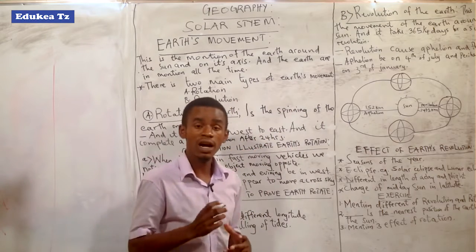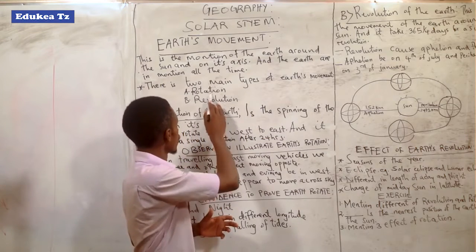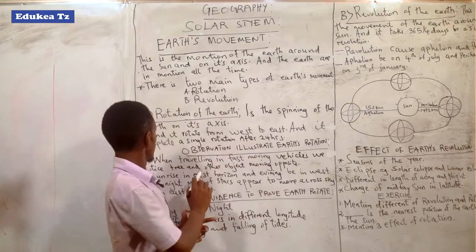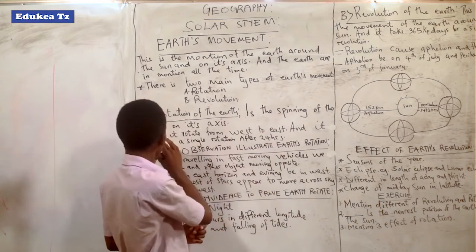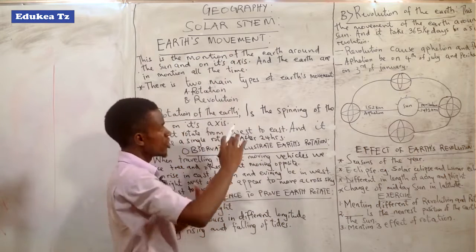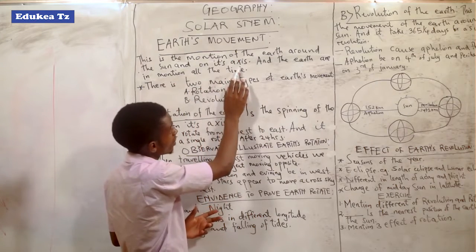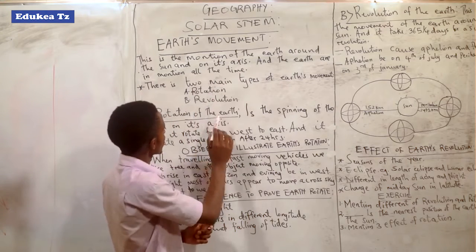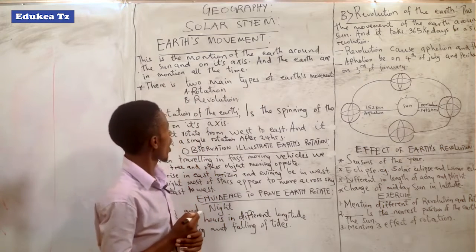Also, let's consider the types of Earth's movement. There are two types of Earth's movements: the first is rotation, and the second is revolution. When we talk about rotation, it means what? Rotation of the Earth is the spinning of the Earth on its axis. Remember that Earth's movement in general is the movement of the Earth around the Sun and the movement on its axis. So rotation is on its axis, and revolution is the movement of the Earth around the Sun. Don't confuse them.